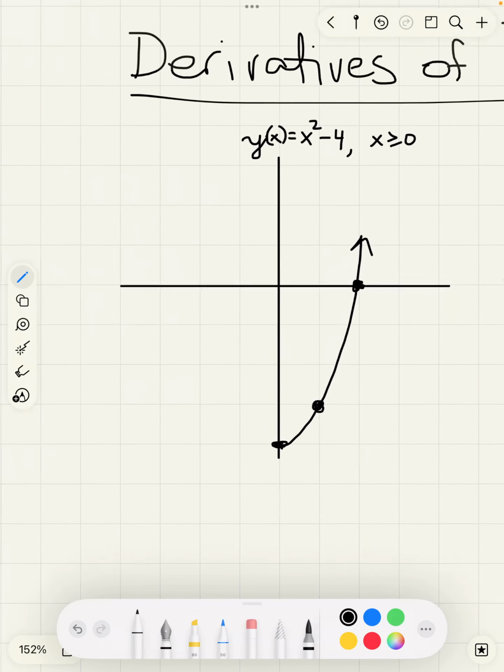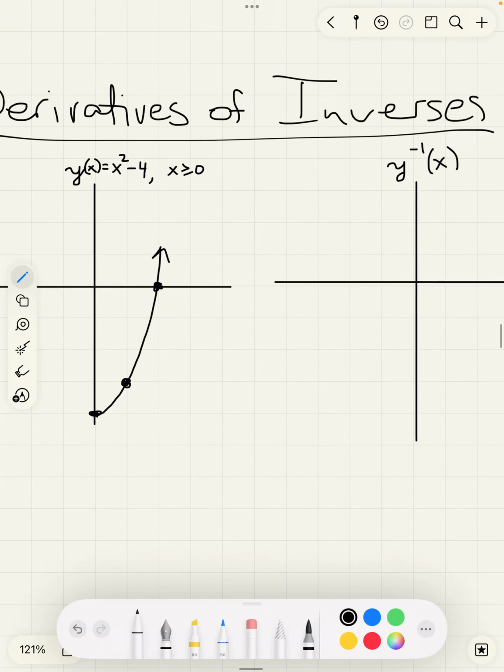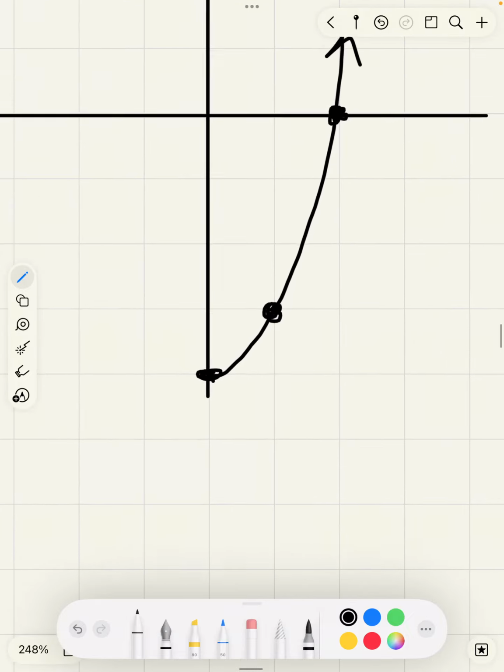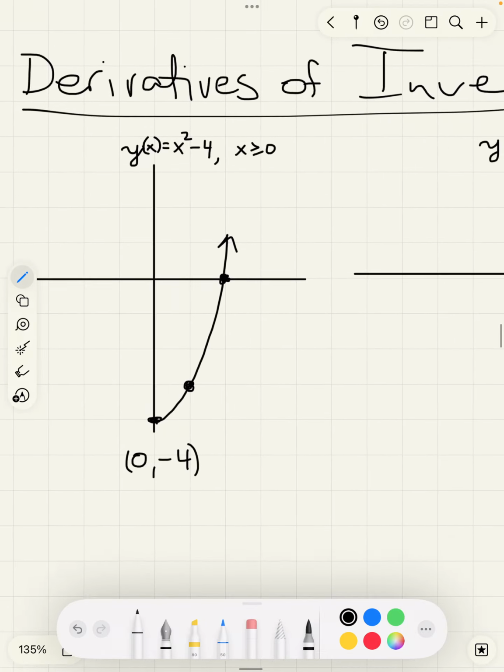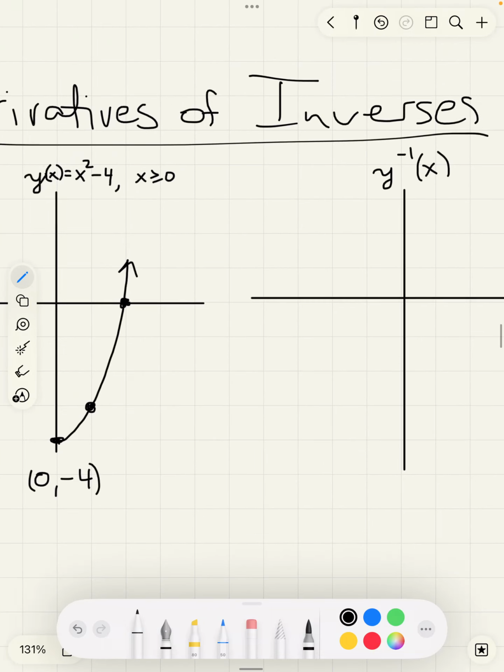Now, if I wanted to graph the inverse of y, I would need to take the points off of the graph of y and switch the x's and y's. So let's identify these coordinates. For the one on the bottom, that is 0, negative 4. So on the inverse, we're going to plot the point for negative 4, 0. 1, 2, 3, 4.